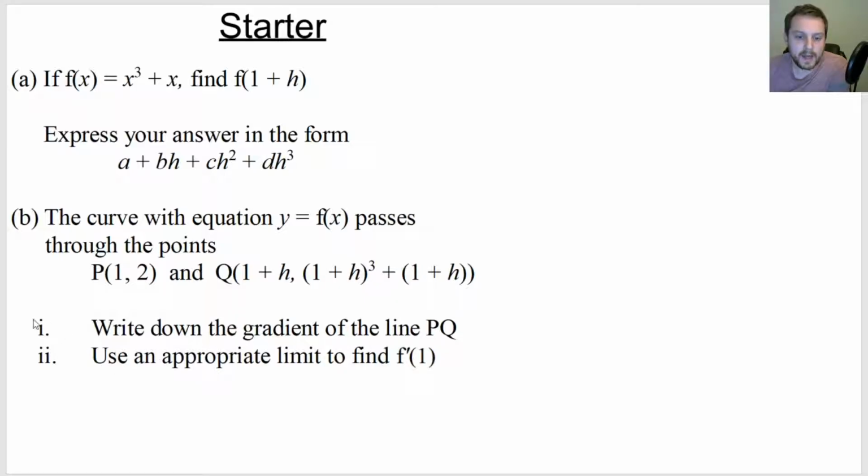And then, okay, it says write down what the gradient between P and Q is. So these are like two actual points for some distance h away. H could be a big number, h could be a small number. And then it says, right, now use an appropriate limit to actually find f dash of 1. So it actually wants to know what is the gradient at 1 exactly. So of course you'll need to use an appropriate limit.